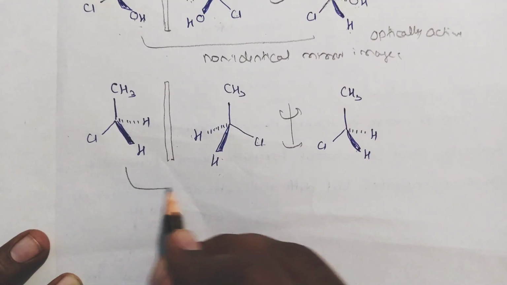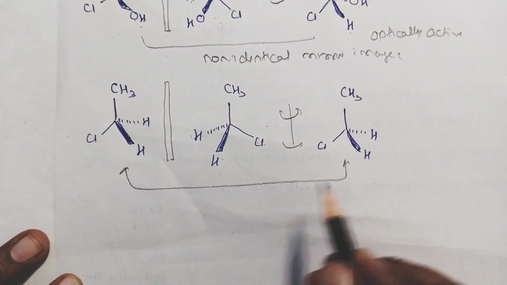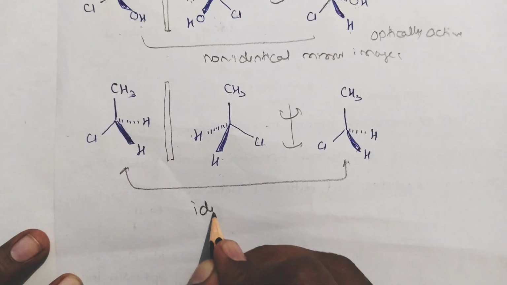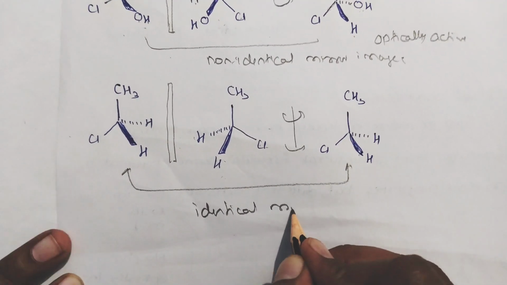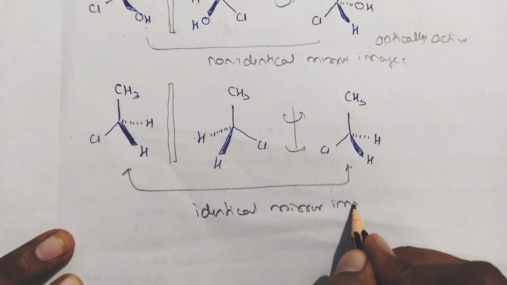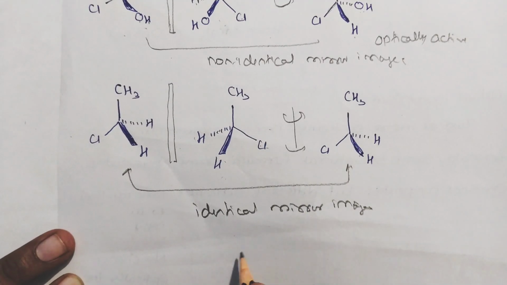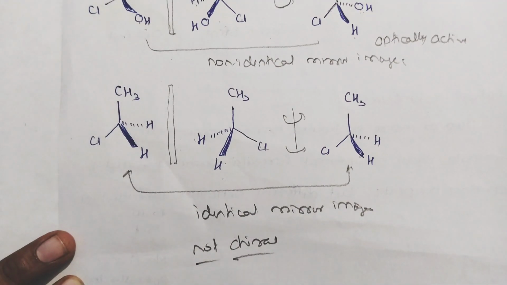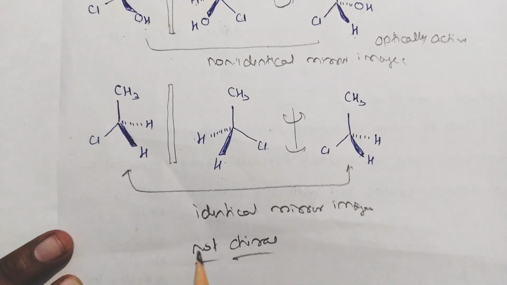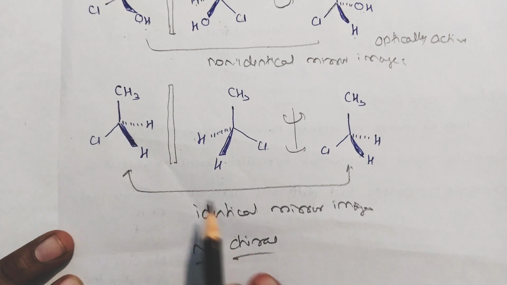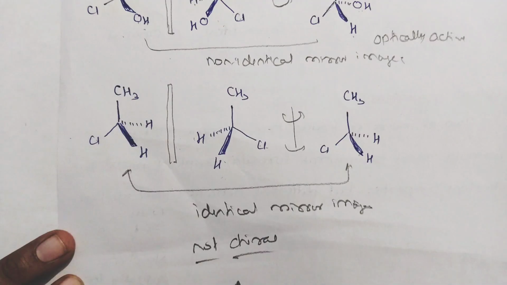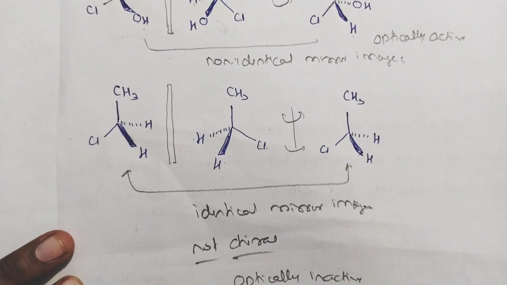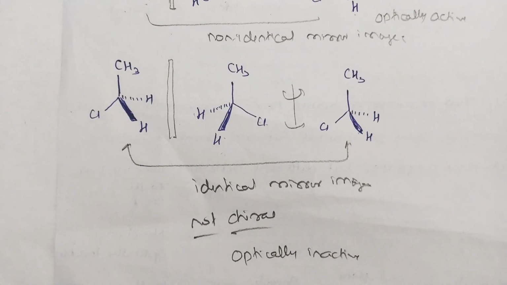But check these two molecules, both are identical mirror images. These two are identical mirror images. Hence these are not chiral. So the first criterion is that the molecule should be chiral, meaning the molecules should be non-identical mirror images, but here you can find identical mirror images, hence this is optically inactive. These types of molecules are optically inactive.